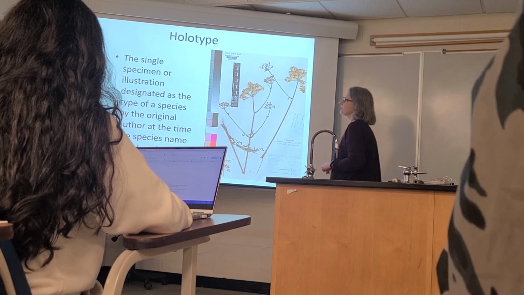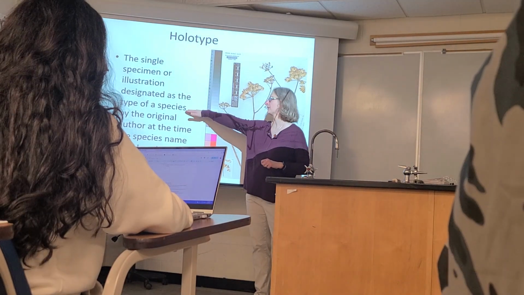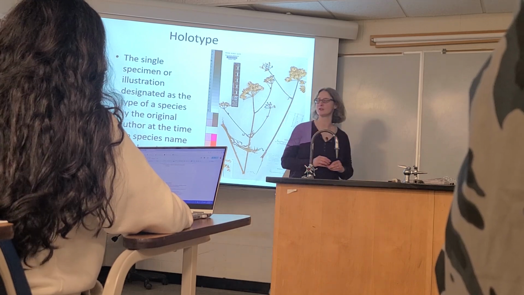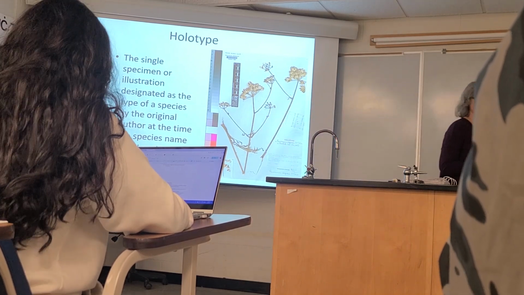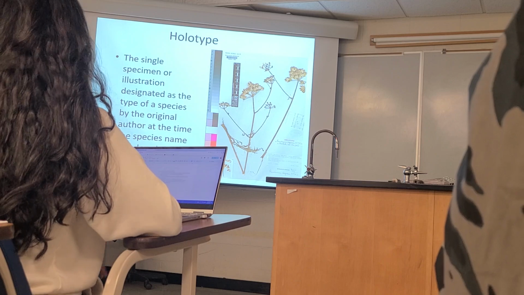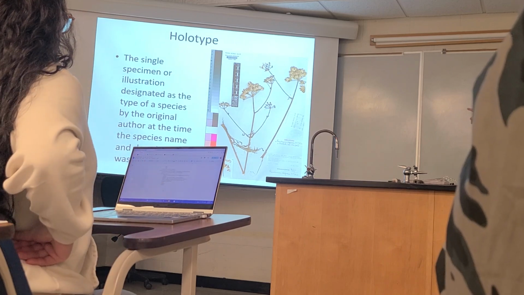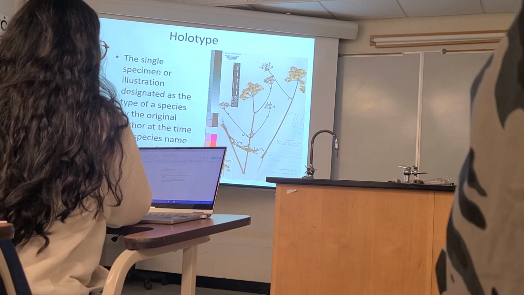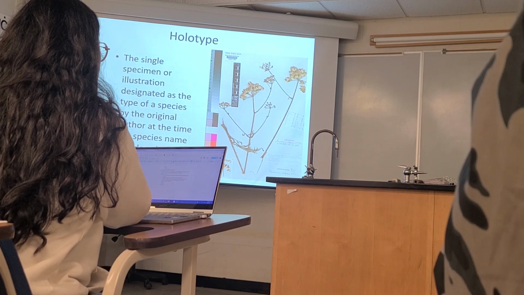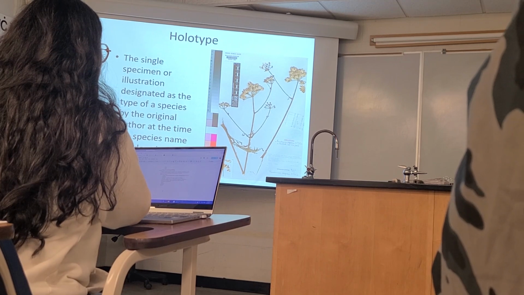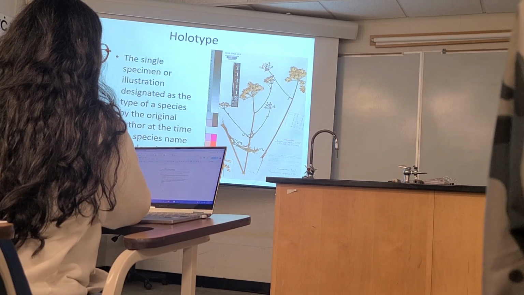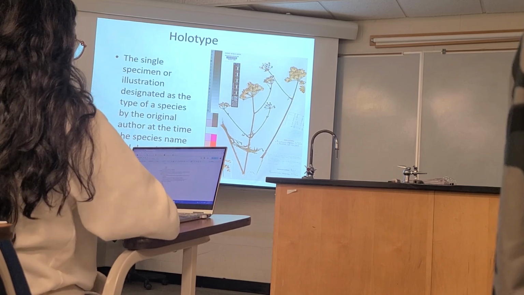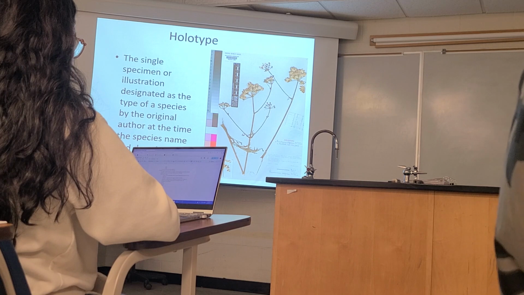So it's the single specimen or illustration designated as the type of the species, the representative by the original author at the time the species name and description was published. They're very valuable. And nowadays, when you publish a name, you've got to put this in that publication. You have to tell where that holotype is located and designated, what herbarium it's in, geographic location, all of that information, so people can actually go to that and see it. There's only ever one of these.